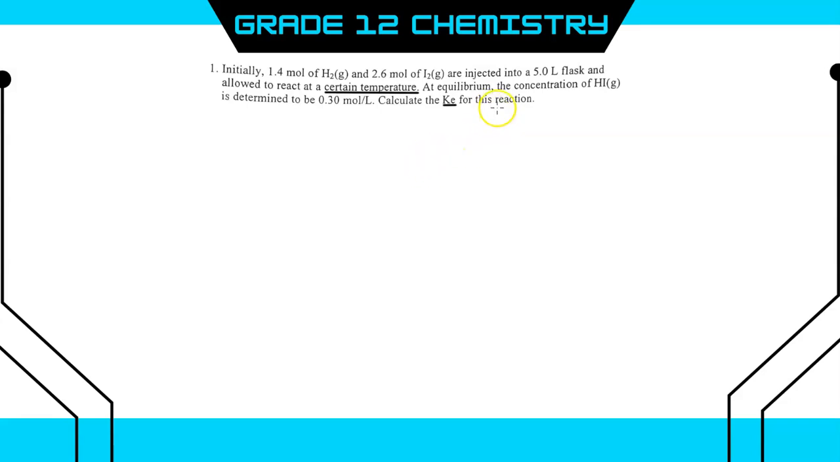Alright, so we need to know the reaction. Let's write out the reaction first. So we're going to have hydrogen gas and iodine gas. Oops, forgot the G. There we go. And that's going to be in equilibrium with hydrogen iodide, also a gas. Then balance your equation.